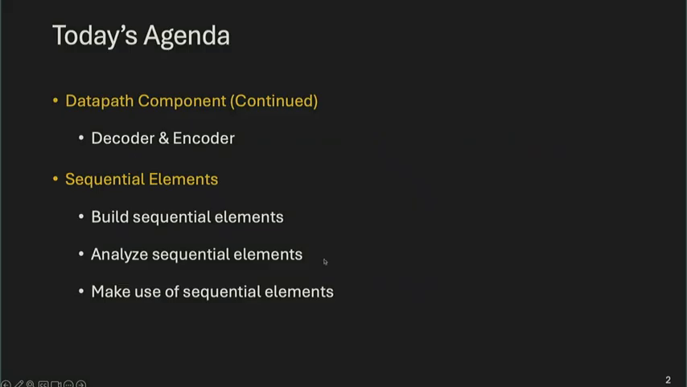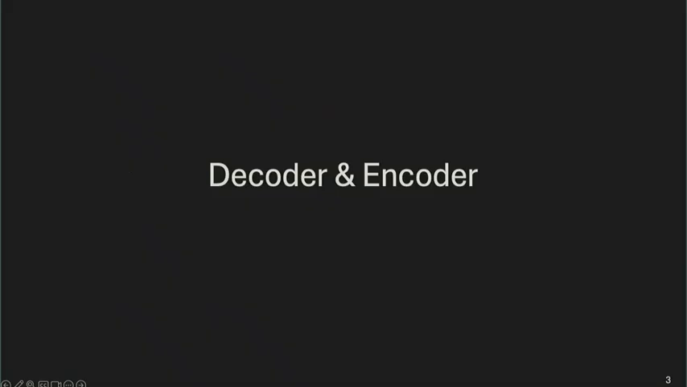All right, we're going to start right on time. So we'll continue our conversation about data path components, finish up the discussion about decoder and encoder, and then we're going to move on to sequential elements. We've been talking about combinational circuits for so long, and finally, we're moving to a new topic. All right. So starting with decoder, encoder.